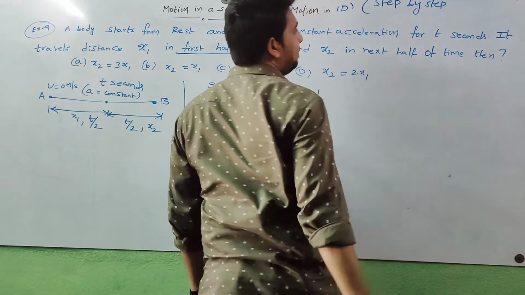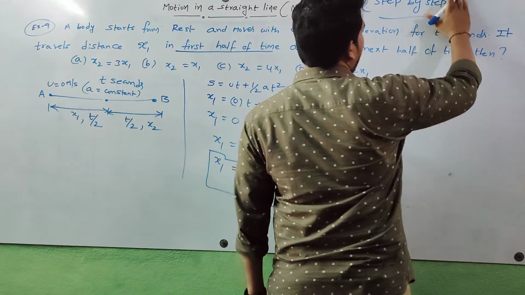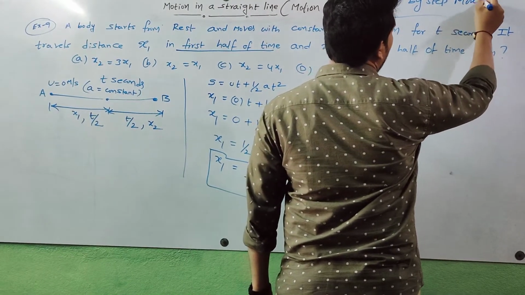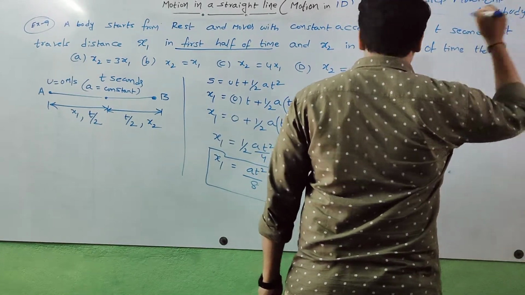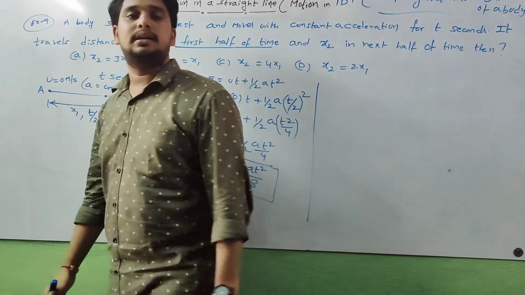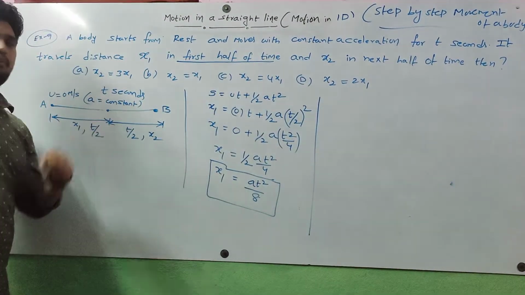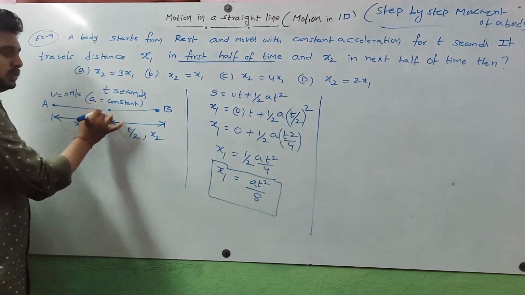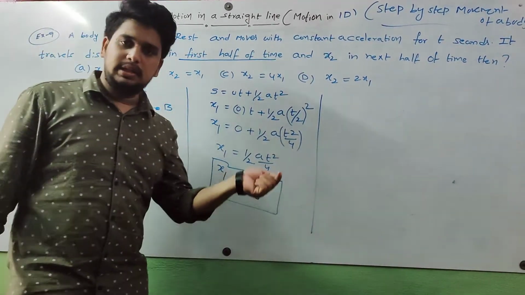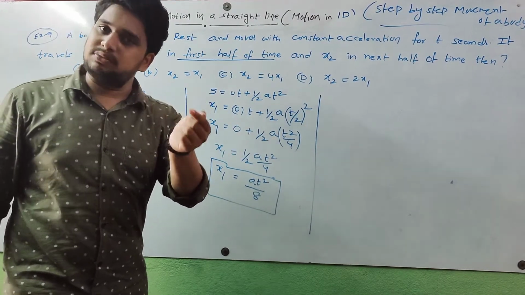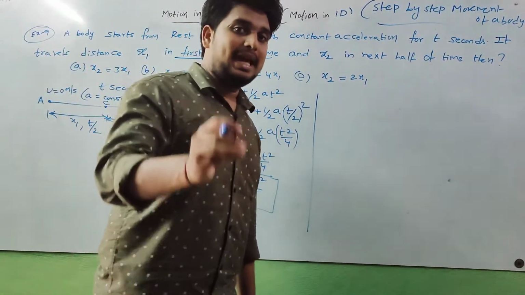Step by step movement problems, step by step movement of a body problems. Observe carefully our question. Here, from A to B the body moves in a two steps process. In the first half of the time it moves S1 distance. In the next half of the time it moves S2 distance.